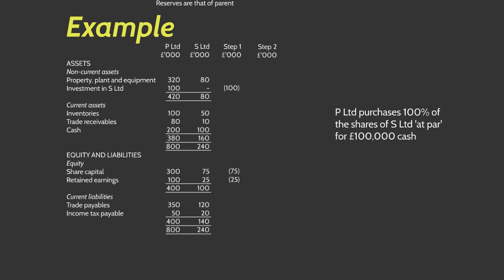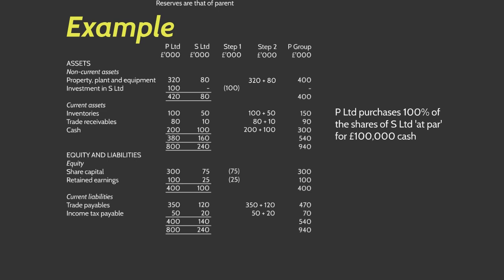Step 2 then is going to be aggregation. So all we need to do is add together each line for the parent and the subsidiary. So in the first case, property, plant and equipment, it's 320,000 plus 80,000. In the next line, we don't need to do anything because we have removed that from the group statement and that won't appear in the group accounts. So we move down to current assets and we add up 100,000 for P, 50,000 for S, etc., etc. And we keep going down until we get to the bottom and we've done all that.